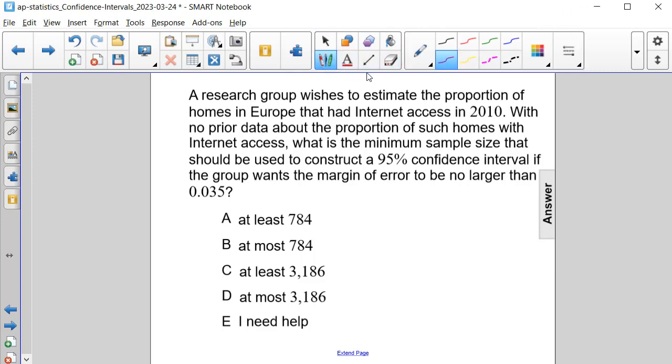We first need to start with understanding the C% confidence level that we need, which is 95%. And with this value, we can find our critical value for Z star. So for 95% confidence, Z star is equal to 1.96. We are also told that the margin of error is to be no larger than, that means it can be less than or equal to 35 thousandths, which is equivalent to 3.5%.